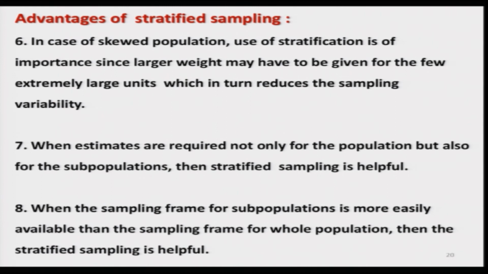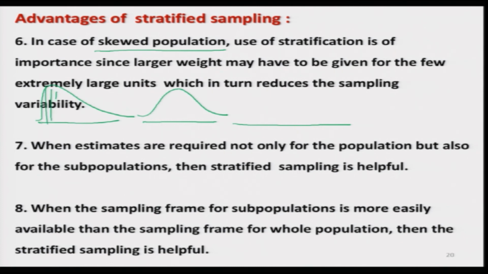Particularly when you have a skewed population, that means the observations are more concentrated on one side of the population. For example, if I make three conditions here, suppose this one is symmetric, this one is skewed, that means more data is on the left hand side, and this one is also skewed, more data is on the right hand side. Under this type of condition, stratified sampling plays a very important role, and the use of stratification gives you an advantage that larger weight may be given to a few extremely large units, which in turn will reduce the sampling variability in the sample.